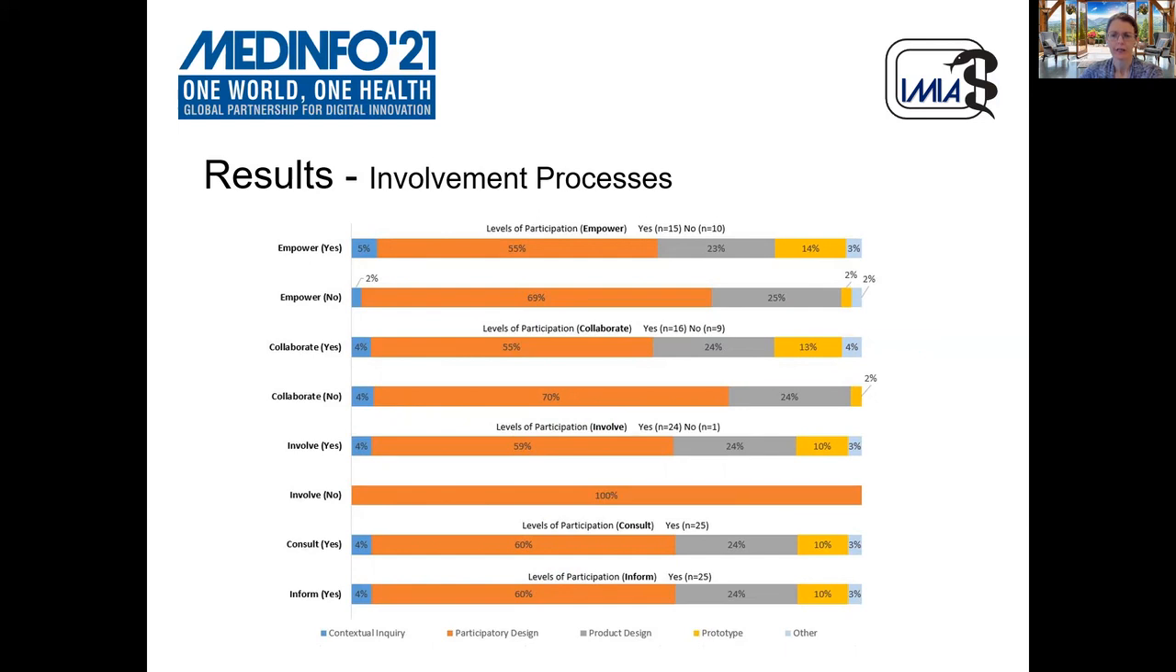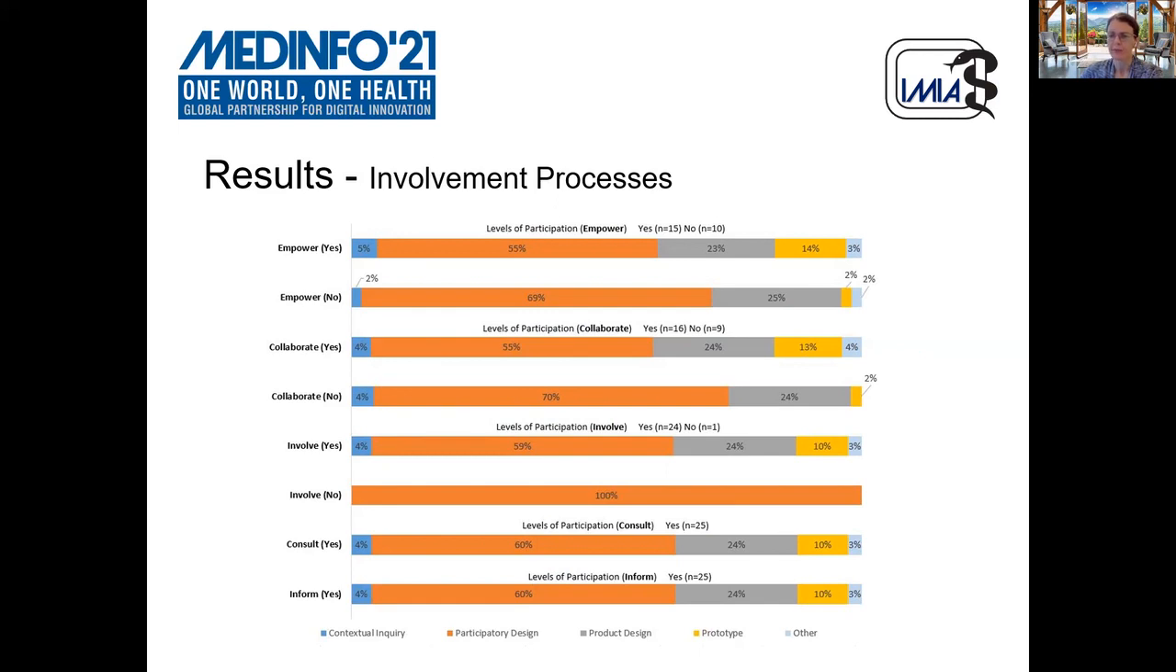As you can see, the levels of participation change when we compare from all 25 studies, which can be viewed in the first level of inform yes, to those classified as level 5, empower yes. Here we note an increase in contextual inquiry from 4% to 5%, and functional prototyping from 10% to 14%, and a decrease in the utilization of participatory design from 60% to 55%, and product design from 24% to 23%.